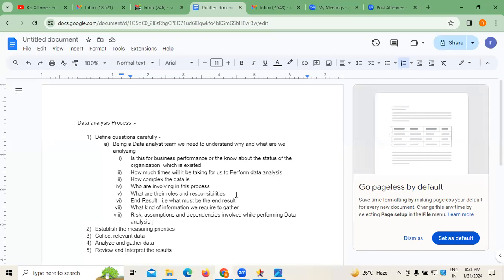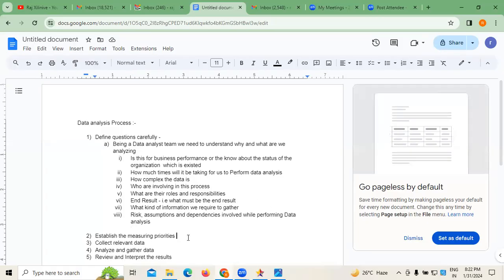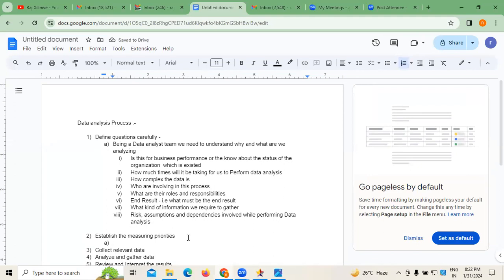This is what and how. Usually these are the questions which we have to define so that we will be knowing this carefully, right? So these are the questions we have to know first. Next, once we have known all these questions, we need to establish the measuring priorities. Okay, what is meant by measuring priority? Measuring priority means what kind of priority items are we taking?